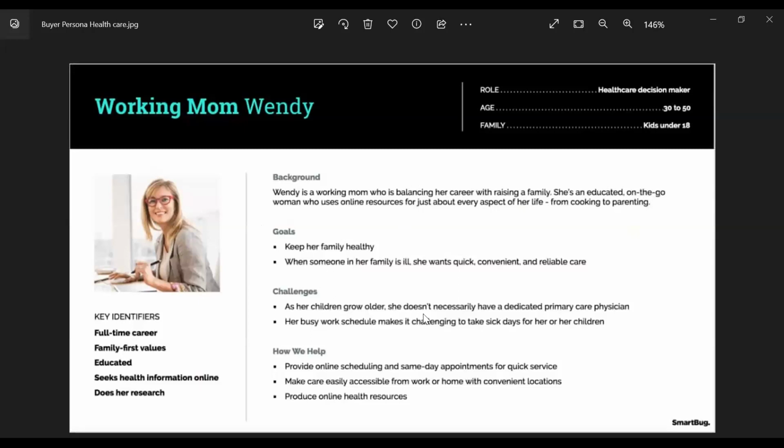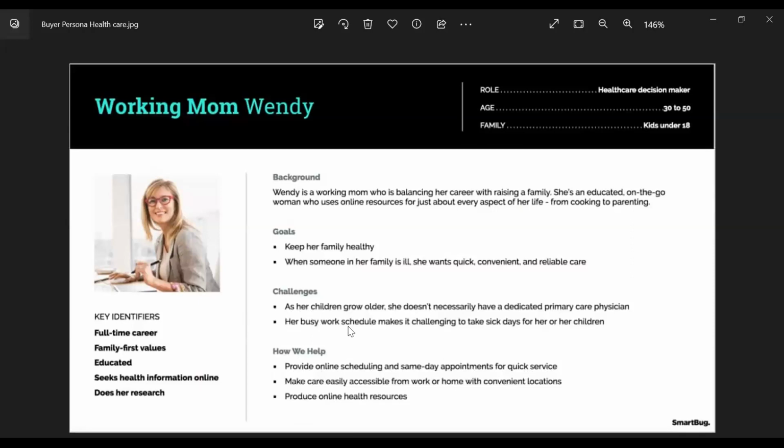As her children grow older, she doesn't necessarily have a dedicated primary care physician. And secondly, she's always very busy. So her busy work schedule makes it challenging for her to take sick days off so she can take her children to the hospital. Now, the people trying to target this audience, it looks to me like a clinic or a hospital. What do they try to help her do? The other one did not provide how we help, but this provides it. It says, we provide online scheduling and same-day appointments for quick service. Do you see how they are solving her problem here?